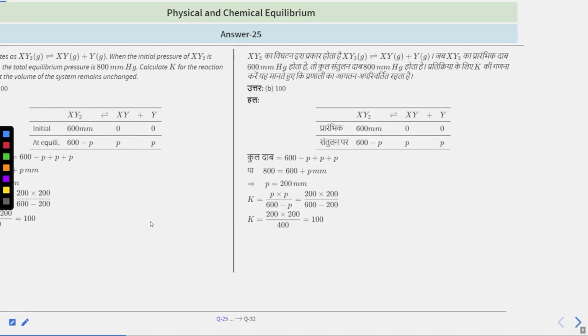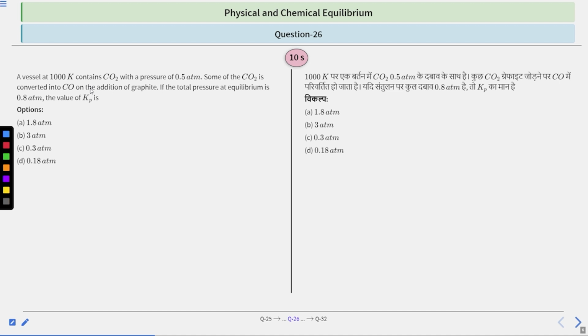Okay, move on to the next question. Question number 26. A vessel at 1000 Kelvin contains CO2 with a pressure of 0.5 atmosphere. Some of the CO2 is converted into CO, carbon monoxide, on the addition of graphite. If the total pressure at equilibrium is 0.8 atmosphere, the value of Kp is.